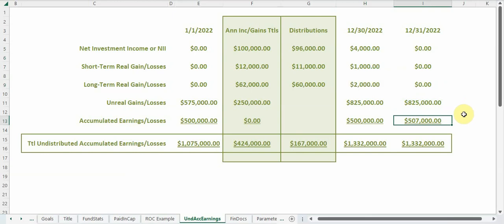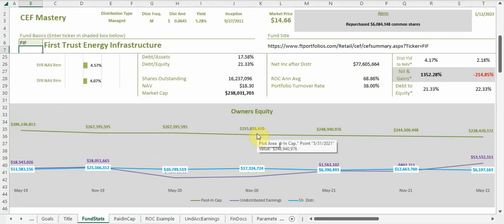Then on January 1st, 2023, the new beginning balances would be unrealized gain losses of $825,000, accumulated earnings of $507,000, for a total undistributed accumulated earnings of $1,332,000. And the $1,332,000 would be the only figure that you see when you look at the fund's filing with the Securities and Exchange Commission. Now, a chart providing just these two components alone in and of itself is a very powerful tool, but why stop there when I can make it better?